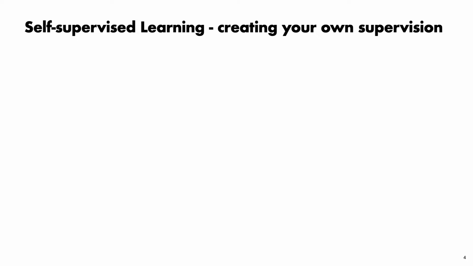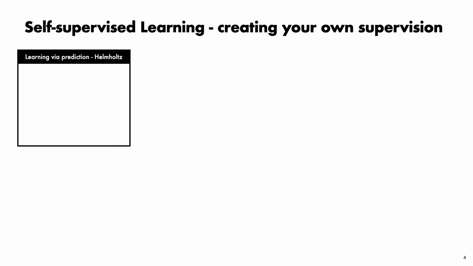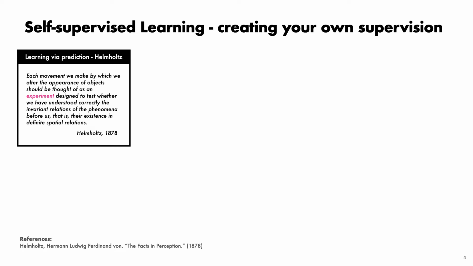The essence of self-supervised learning, as you might infer from the name, is that the learner should create its own supervision. This is an old idea that was nicely articulated by Helmholtz in his legendary 1878 speech on the facts in perception. Each movement we make by which we alter the appearance of objects should be thought of as an experiment designed to test whether we have understood correctly the invariant relations of the phenomena before us, that is, their existence in definite spatial dimensions. So we can create a plentiful supply of learning targets by simply moving and checking whether our model of the world was able to predict what we will see.